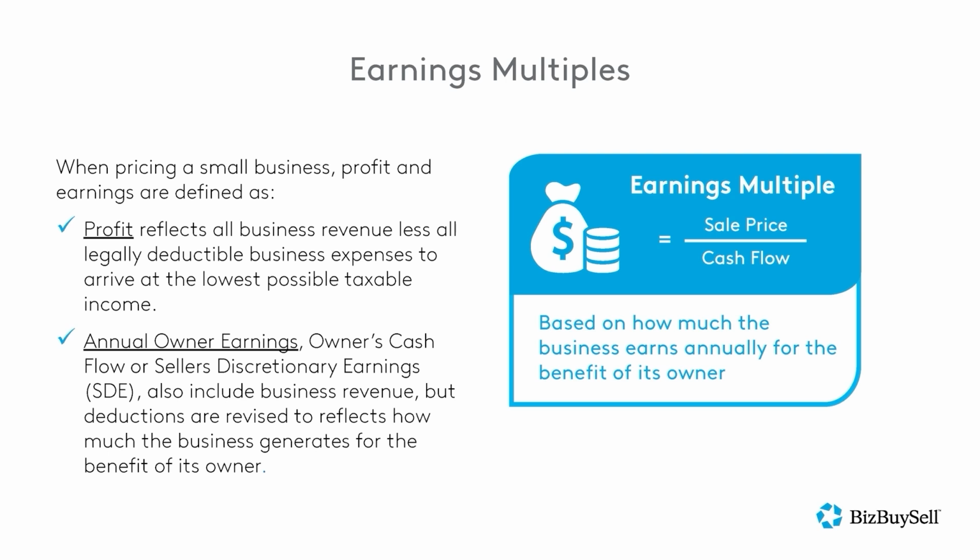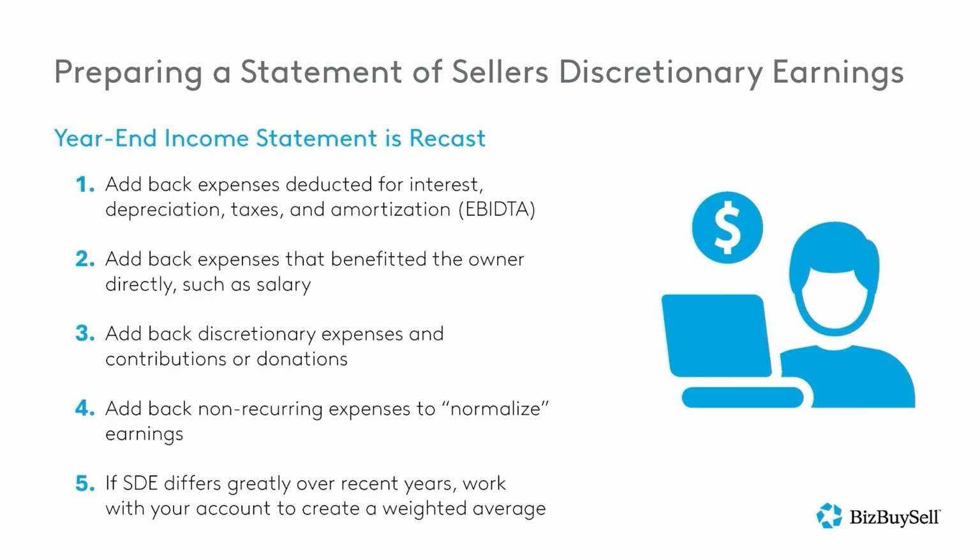Annual owner earnings, also called owner's cash flow or seller's discretionary earnings, SDE, also include all business revenue. But from there, deductions reflected on the income statement are revised to arrive at a total showing how much the business actually generates for the benefit of its owner in a normal year. Preparing a statement of seller's discretionary earnings, SDE.